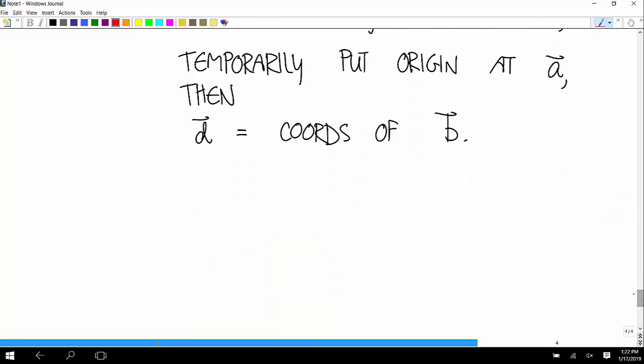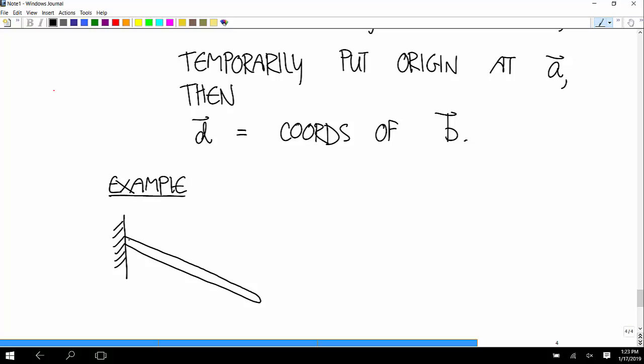Okay, so let me do an example of this. Let's say that we have an object, a long beam that's connected to a wall. And let's say that we know that the length of that beam is 0.5 meter.